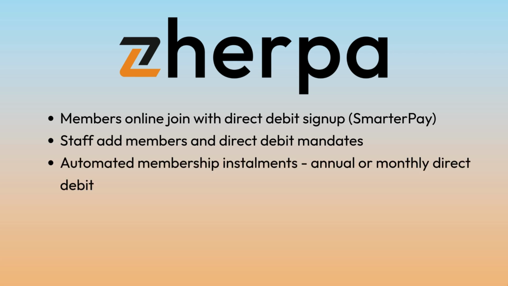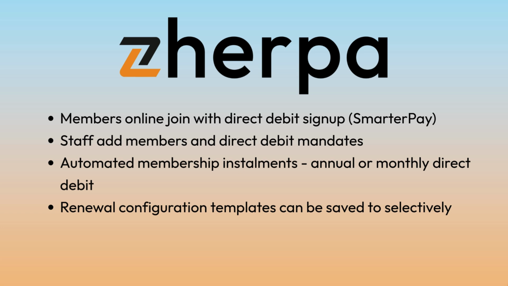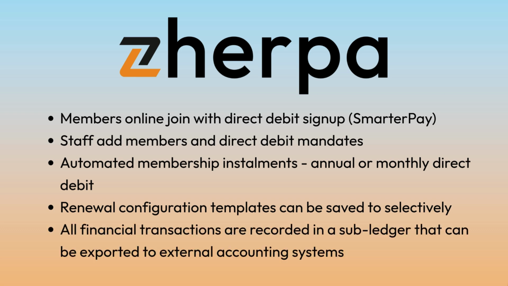You can pay for your membership in installments, annual, monthly, whatever term you want. You can set it up in the system. We've got renewal configurations that allow you to choose specific groups of members that can renew on specific schedules. And all financial transactions are automatically recorded in a sales subledger. That means it can be easily exported to any finance system.